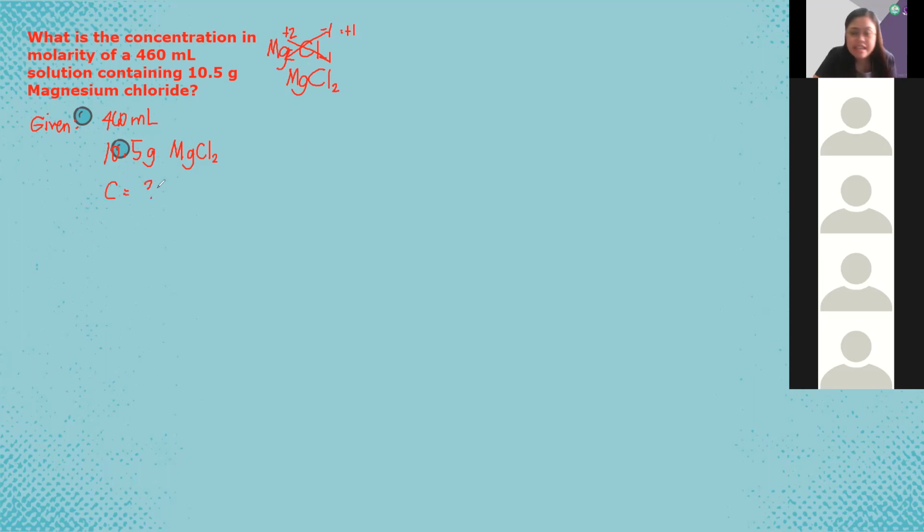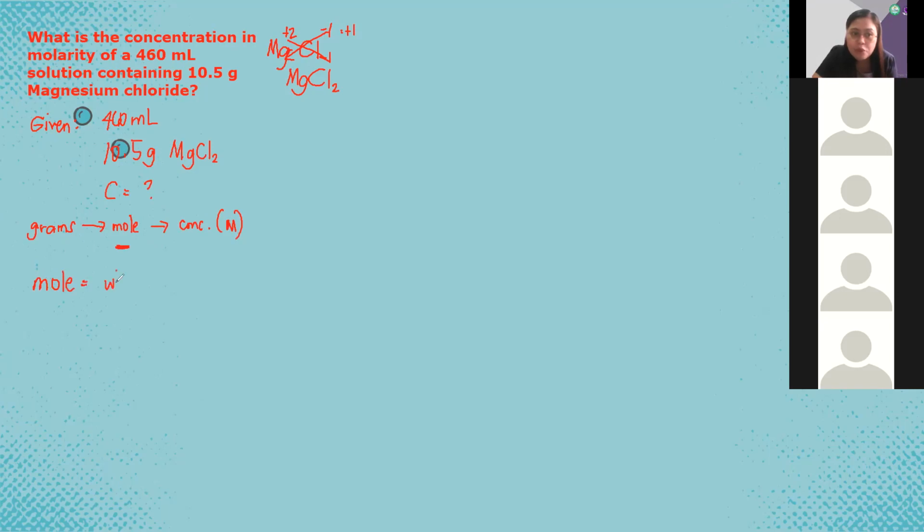It's the concentration. So if these are the given, and this is asked in the problem, the concentration, the process will be, you start with the grams, you look for the number of moles, and then you have to move on with the concentration in molarity. Okay? So, given ang number of grams, so we will be computing for the moles using this formula.